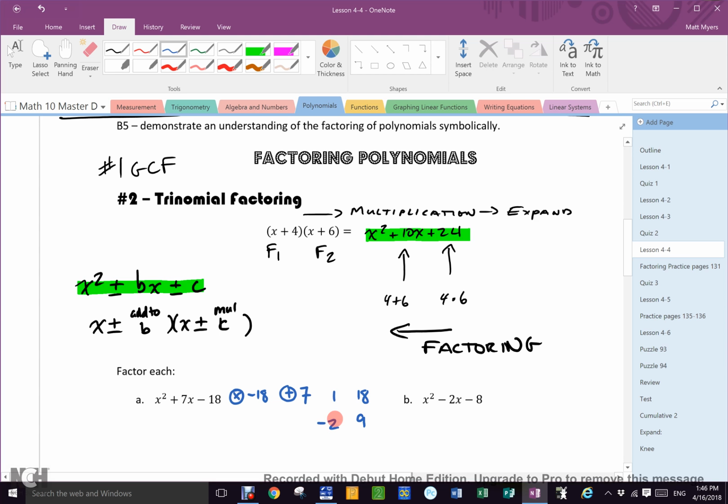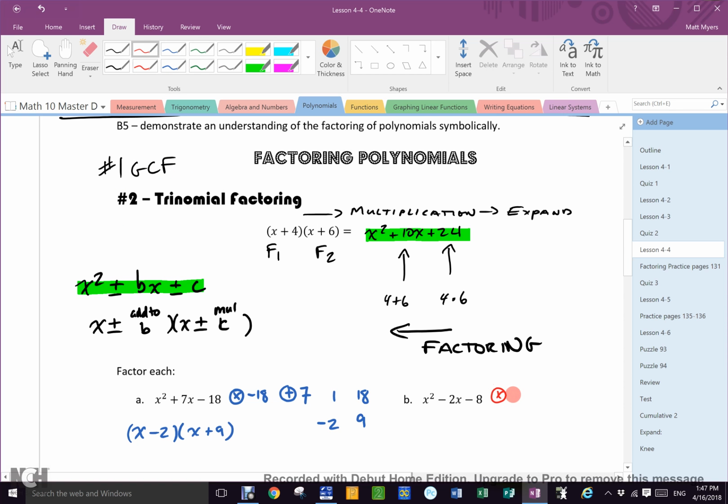Everybody see? What is 9 minus 2? What is 9 times negative 2? Negative 18. So now I know it is x minus 2 is one of the numbers. And what's the other number? X plus 9. In this unit, you can always check your work. Is negative 2 plus 9 7? Is negative 2 times 9 negative 18? So did we do it right? Yep. That's how easy factoring is. What about this one? What do I have to multiply to?